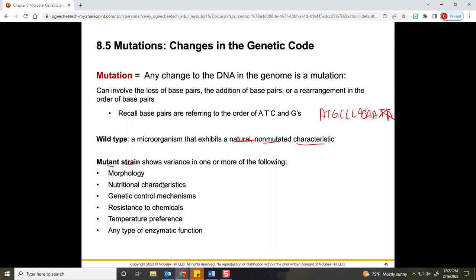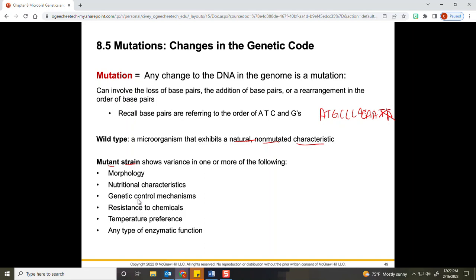They can have nutritional differences. They might need more or less things. Their genetic control mechanisms can change. They can be resistant to chemicals that they previously weren't resistant to. It can alter their temperature preference. It can alter enzymatic function.